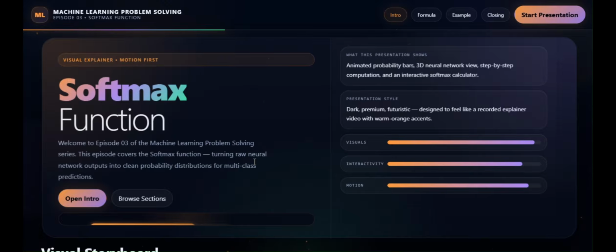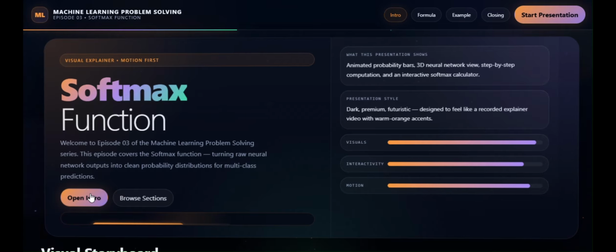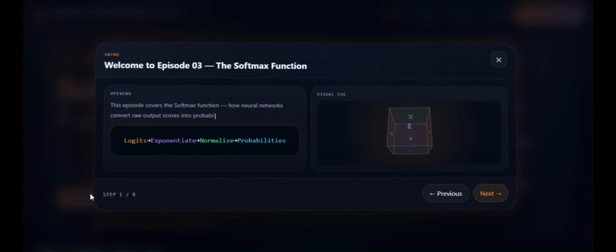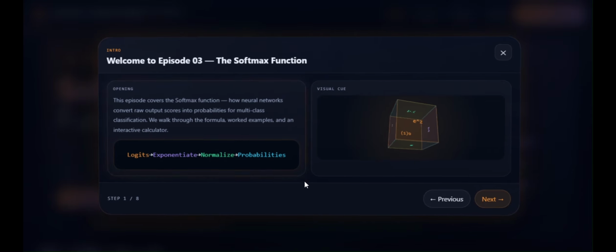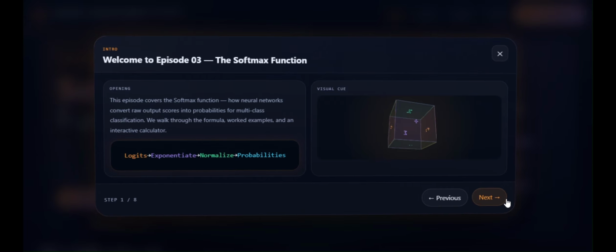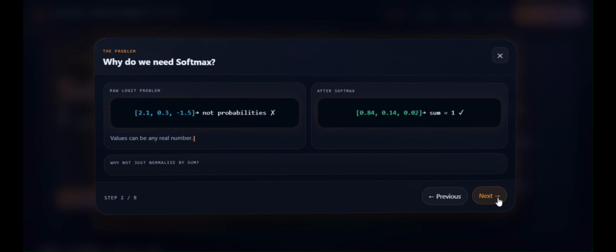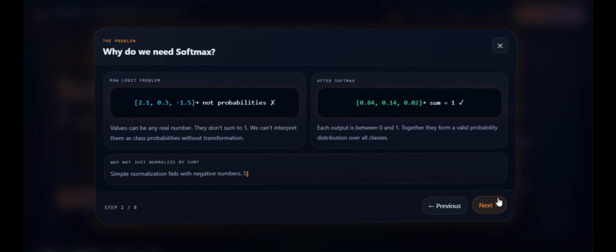In this video, we'll understand and implement the softmax function, a key concept used in deep learning and classification models. Softmax converts raw neural network outputs into probabilities, helping AI systems make meaningful predictions in tasks like image classification and language processing. Now, why do we need softmax?